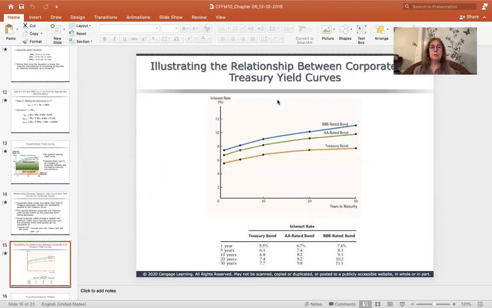We can skip this. And this is just showing, as I was mentioning, a yield curve for a treasury bond, and yield curves for a AAA rated, a AA rated corporate bond and a BBB corporate bond. So the difference from here to here is the liquidity premium plus the default risk premium. And then from the AA to the BBB is simply that you've got a higher default risk premium.